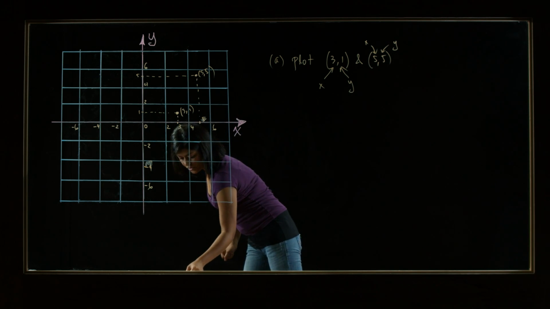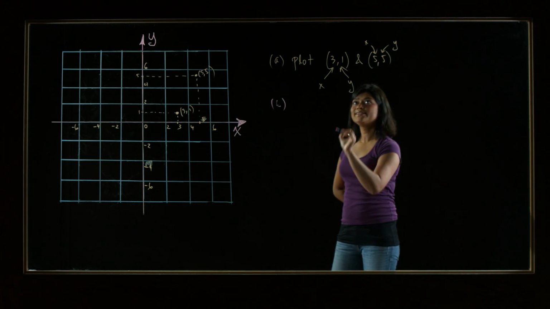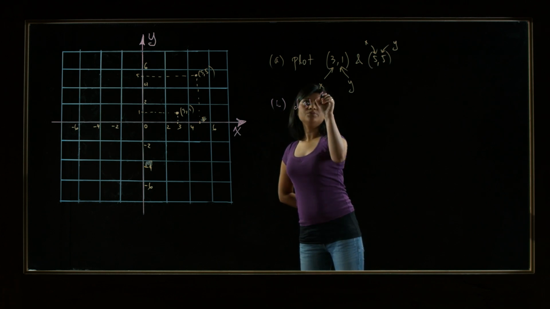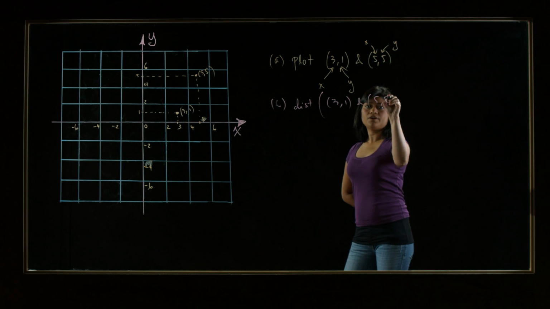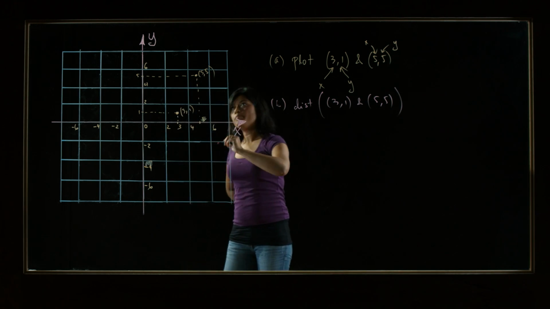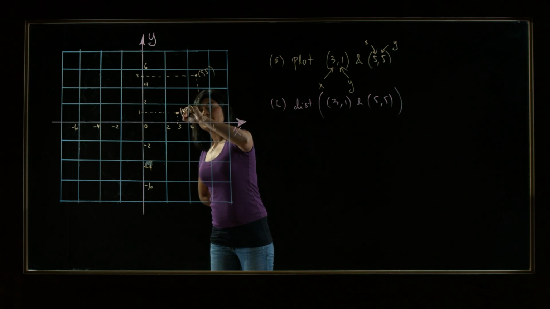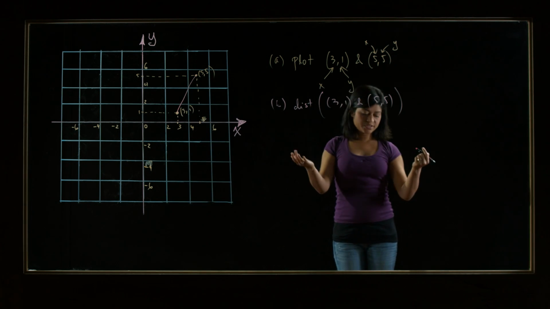Now, the second part of the problem, we have to calculate the distance between the 2 points. So what is the distance between the point (3, 1) and (5, 5)? On the coordinate plane, you can see we will be determining this distance between the 2 points. So we use the distance formula.